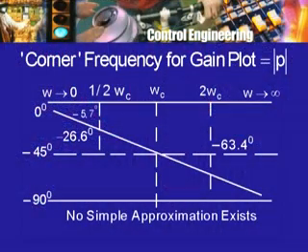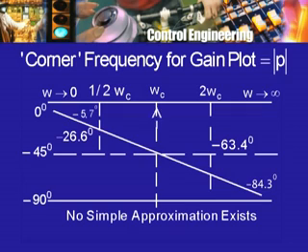One decade below the corner frequency, phase shift is minus 5.7 degrees, and therefore one decade above the corner frequency, what will be the phase shift? It will be the complement of this. So, it will be minus 84.3 degrees. 5.7 and 84.3, they will add up to 90 degrees, right.